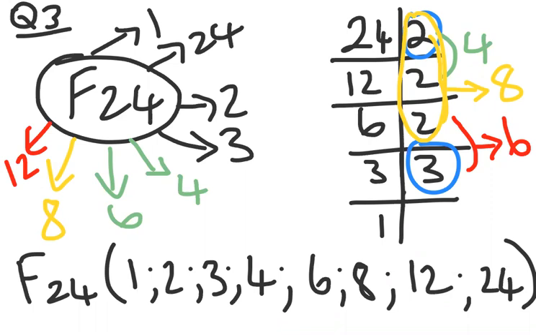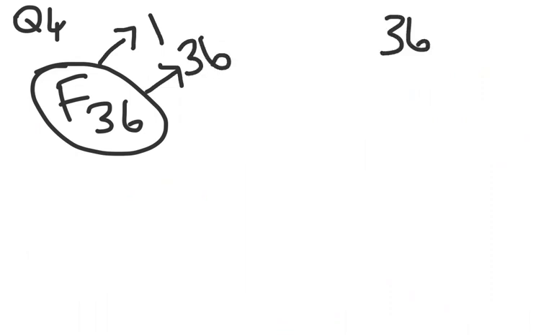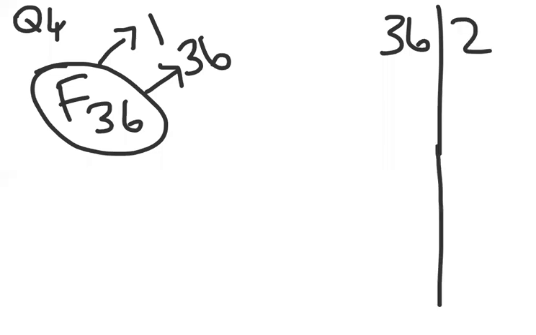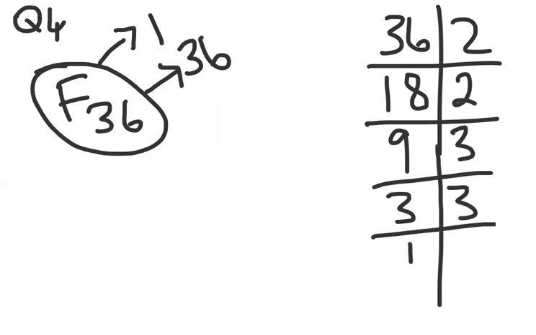So lastly, let's do the factors of 36. That's question 4. Factors of 36. What's rule number 1? Rule number 1 is 1 and the number itself will be factors. So let's break up 36. 36 divided by 2 gives us 18. 18 divided by 2 gives us 9. 9 can't divide by 2. So 9 divided by 3 gives us 3. And 3 divided by 3 gives us 1.